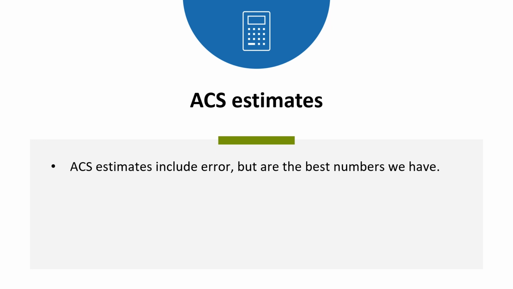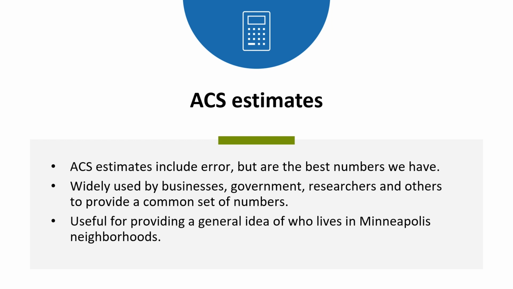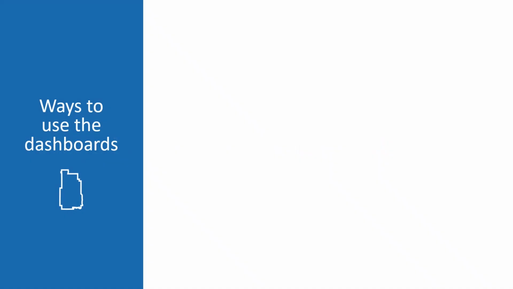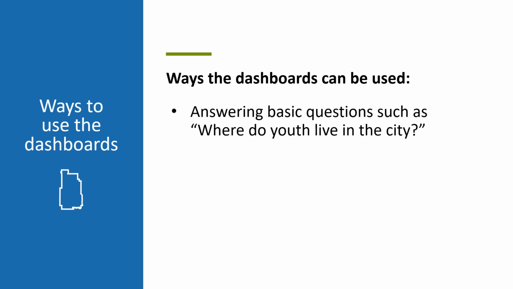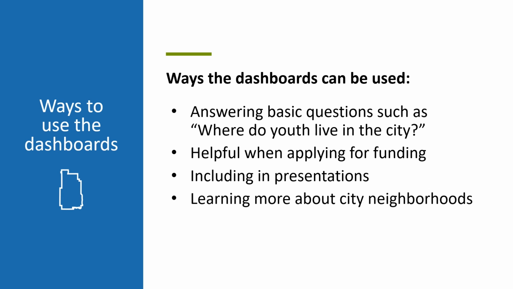Even though ACS estimates include error, they're still the best numbers we have. They're widely used by businesses, government, researchers, and others to provide a common set of numbers. So the dashboards are still incredibly useful for providing a general idea of who lives in Minneapolis neighborhoods. The dashboards can be used to answer basic questions, such as, where do youth live in the city? The estimates, maps, and charts are also helpful when applying for funding, for including in presentations, for learning more about city neighborhoods, etc.